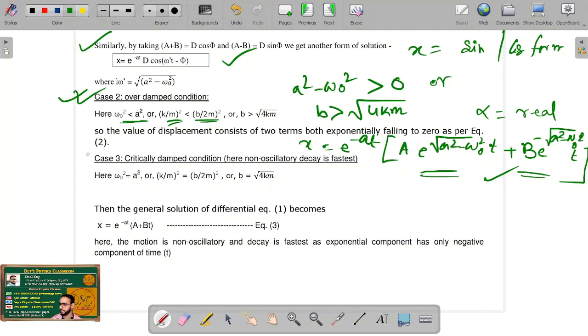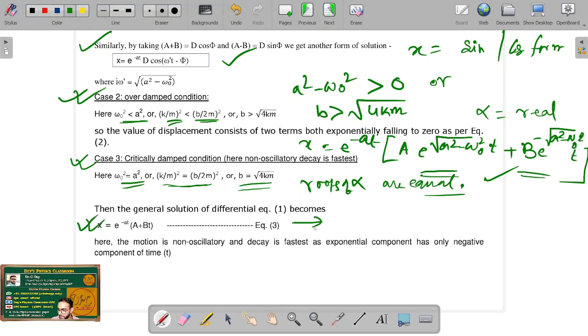Now the third case, which is called the critically damped case, where omega 0 square equals a square, or k by m equals b by 2m whole square, or b equals root over 4km. So in that case, the roots of alpha are equal. So in that case, the equation of motion would be this one. The third equation would be the equation of motion for a critically damped vibration.